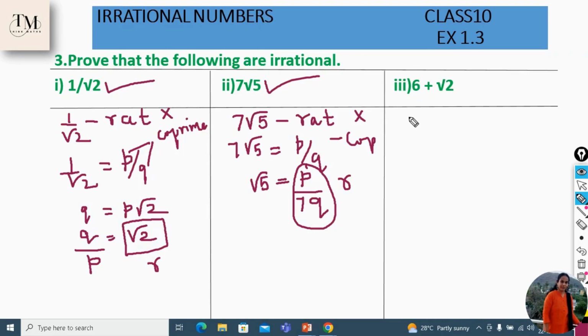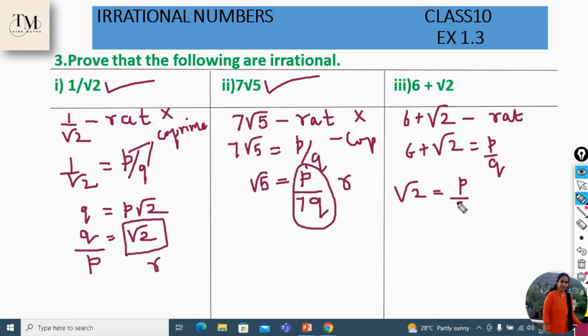Okay, children. So next to last problem, 6 plus root 2. So let us assume that 6 plus root 2 is a rational number. So in the same way, if it is rational, 6 plus root 2 will be of the form P by Q. So root 2 will be equal to P by Q minus 6. Okay. So P minus 6Q by Q. As P and Q are integers, 6 is also an integer.